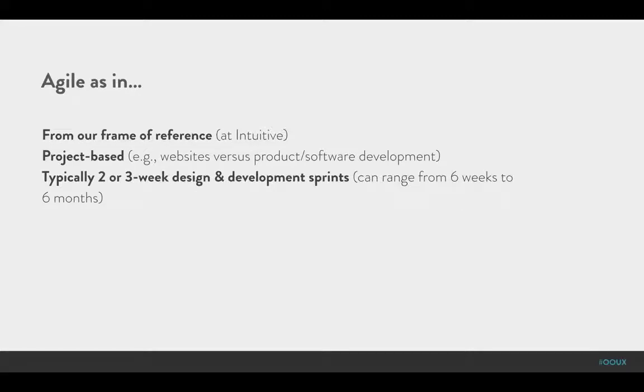And when we talk about Agile, we're talking about it from our own frame of reference. So we just wanted to be a little bit clear about that and set your expectations about what we do here at Intuitive. So our work is mostly project-based. So we're working on smaller things like websites, apps, and experiences that range anywhere from several weeks to several months, but it's typically not an in-house product software development type of model. So that's what we mean when we talk about Agile. It's our own way of doing Agile here at Intuitive.